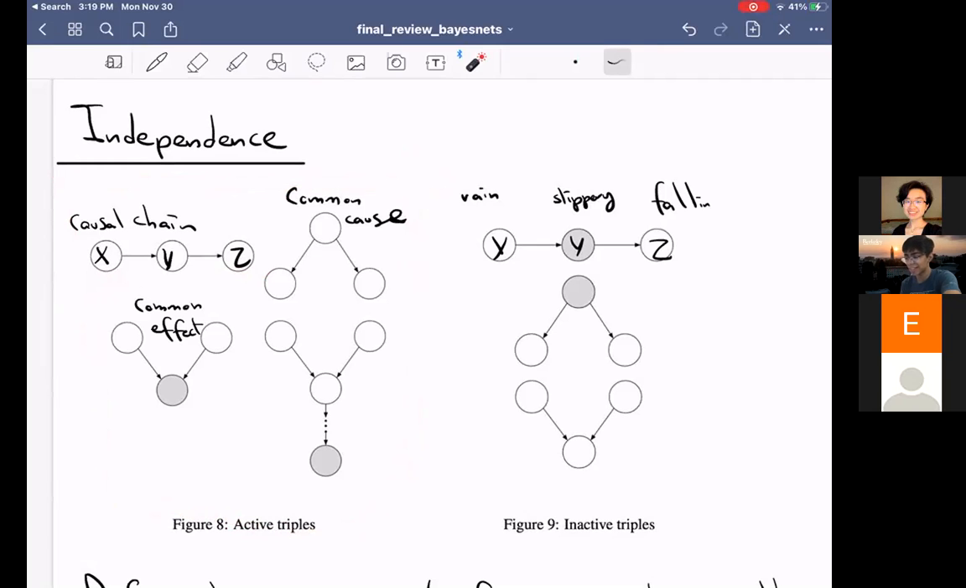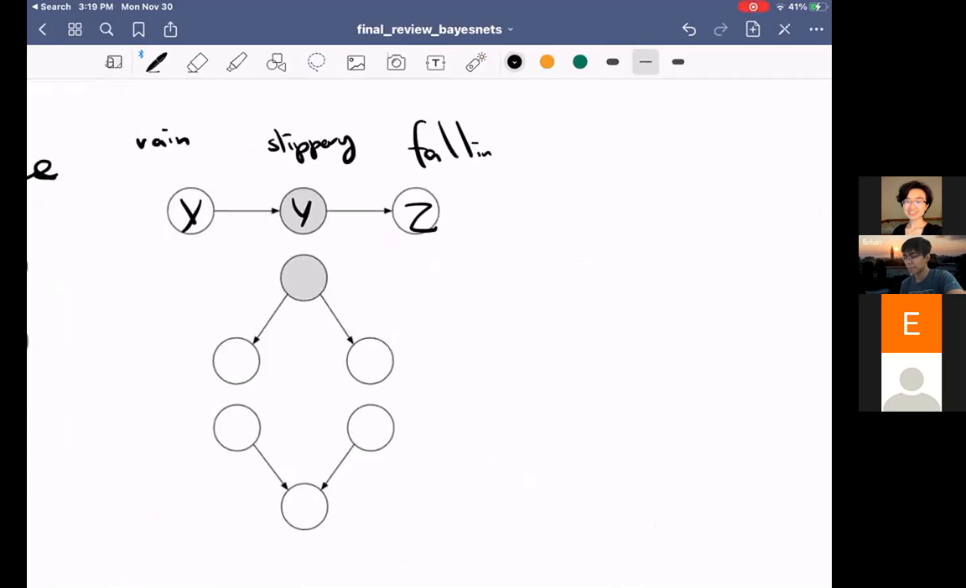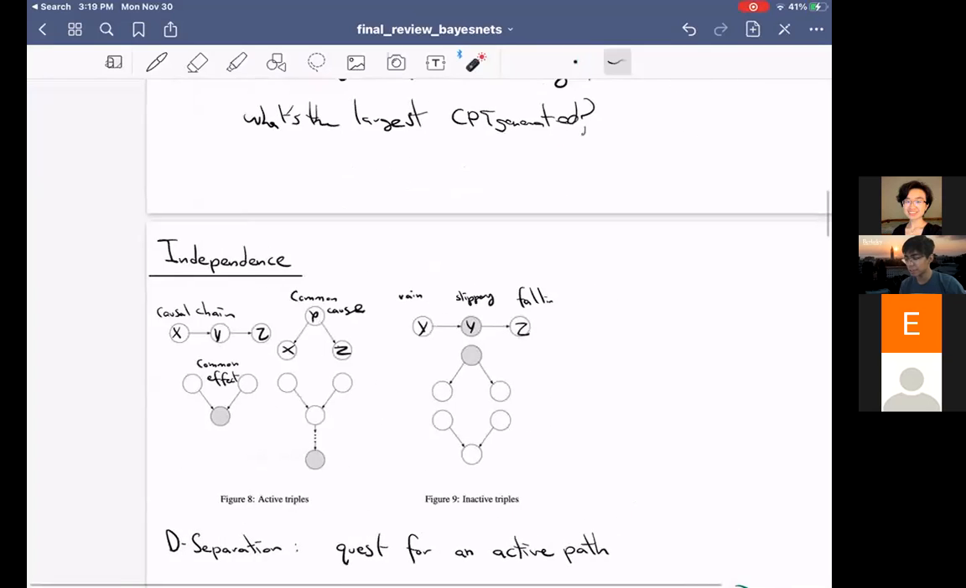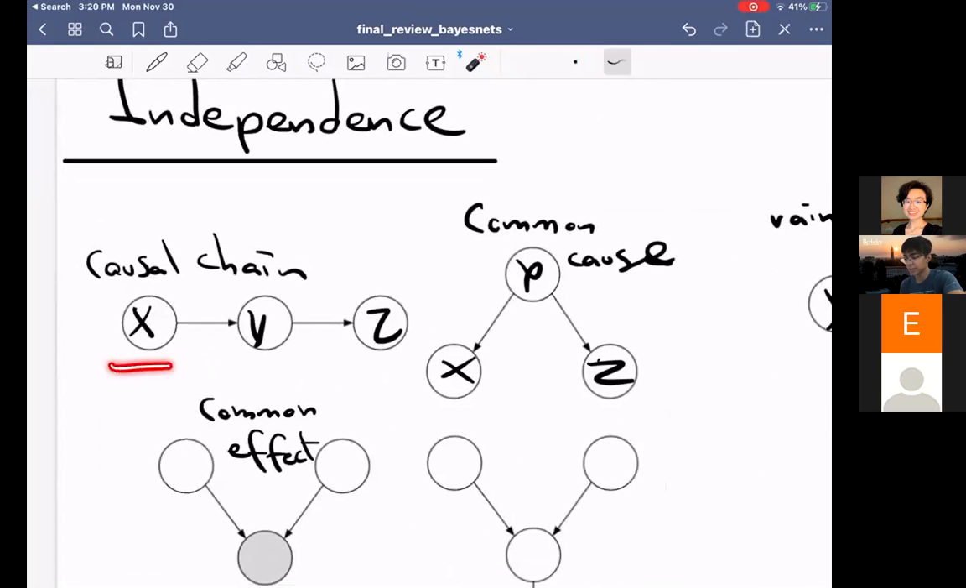Sorry. Yeah. So in this case, X is not guaranteed to be independent of Z. In this other case, again, X is not guaranteed to be independent of Z. Whereas on the right side, X is guaranteed to be independent of Z. And so just to get a bit of intuition, this one is called a causal chain. The way you can think about it is X can influence Y, and then Y can influence Z. But if you now block Y, and you say we already know Y, then X doesn't have a path to influence Z anymore. So then it becomes inactive.